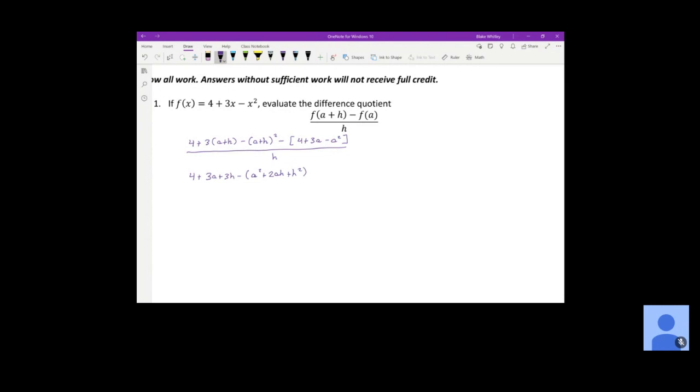So remember, that's just a plus h times a plus h. If you need to show the work for that over to the side just to make sure you got it, that's fine. Okay, just make sure you're using FOIL there and combining like terms. I'm also going to go ahead and distribute out my negative down here now. So that's going to give us minus 4 minus 3a and plus a squared, all over h.